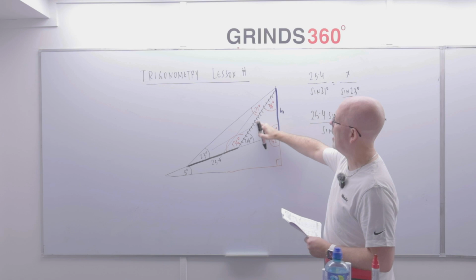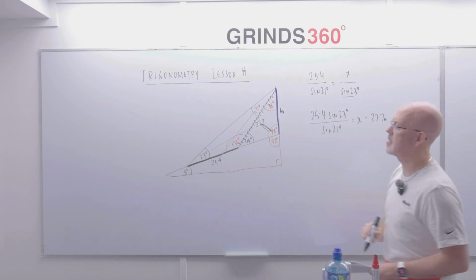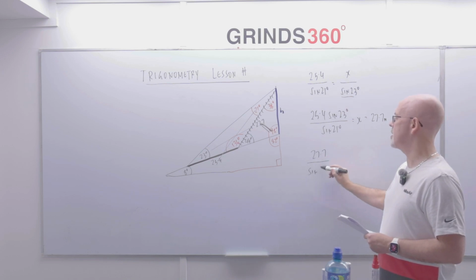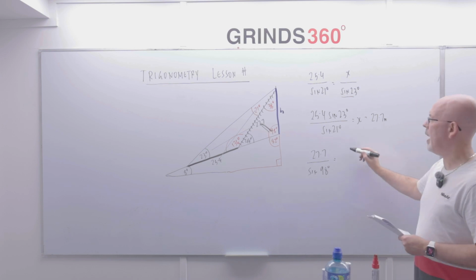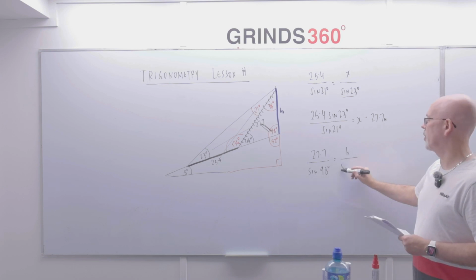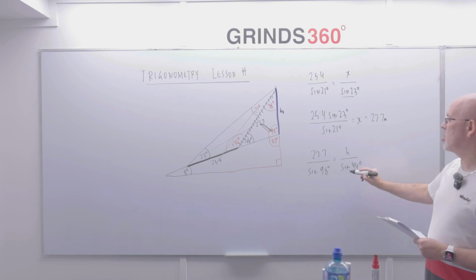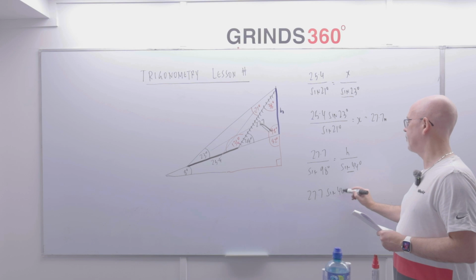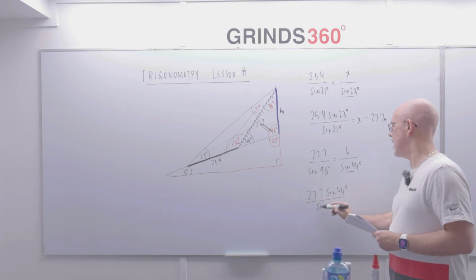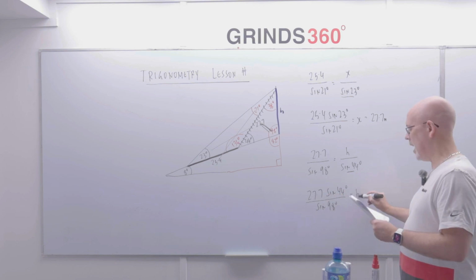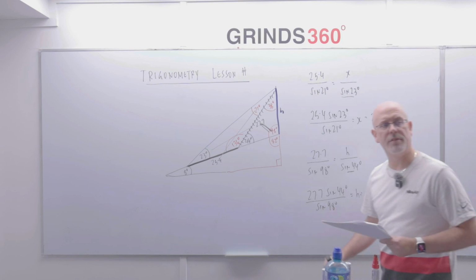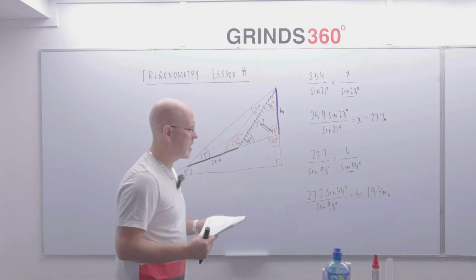And once I know that that side there is 27.7, that gives me my pairing now, remember, to solve the triangle on the right-hand side. So we'll get 27.7 over sine 98 degrees is equal to h over sine 44 degrees. And again, multiplying both sides by this guy here, you'll get 27.7 times sine 44 degrees over sine 98 degrees is equal to h, and that's about 19.4 meters. It says to one decimal place, so it's about 19.4 meters, the height of the tower.